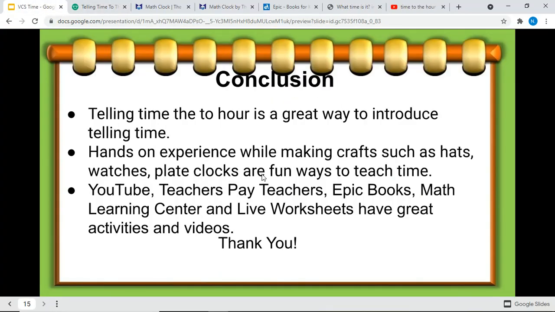In conclusion, telling time to the hour is a great way to introduce telling time. Hands-on experience while making fun crafts such as hats, watches, and making plate clocks are fun ways to teach time. YouTube, Teachers Pay Teachers, Epic Books, and Math Learning Center as well as live worksheets, have great activities and videos.